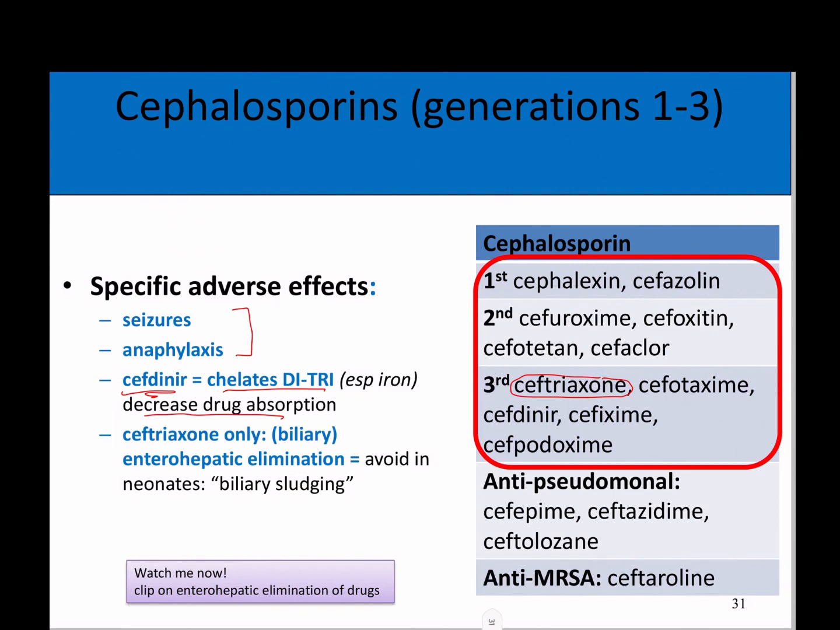Neonates don't have really good bile excretion abilities. That's why they can get jaundice pretty easily. And ceftriaxone itself is avoided in neonates because it can cause biliary sludging.